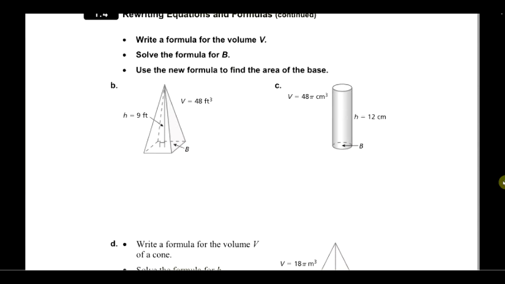For these two, they ask us to solve. We'll first write the formula for volume and then solve for this big B. Now last time we had a big B that was just different from little b because there's two of them. This big B, remember again, is the area of the base. And then we'll use that new formula.